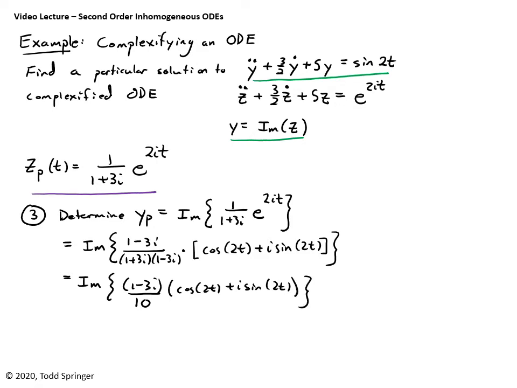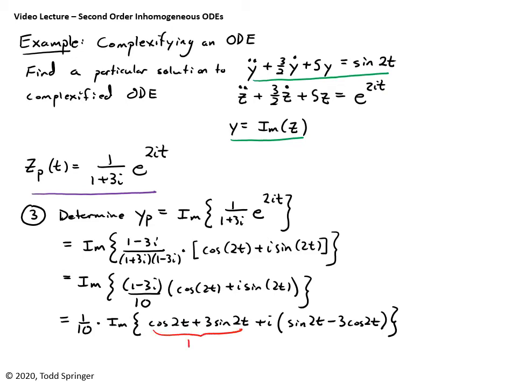And now group together the real parts and the imaginary parts. So I expanded it out and collected all the terms that have the i in them. So here's the real part, and here's the imaginary part. So that means since I only need the imaginary part, I've got y_p of t is equal to 1 over 10 times sine of 2t minus 3 cosine of 2t.